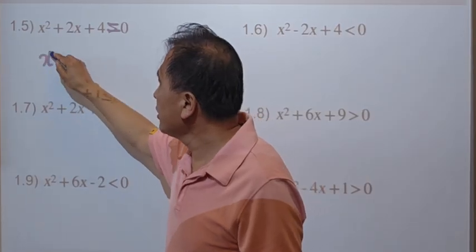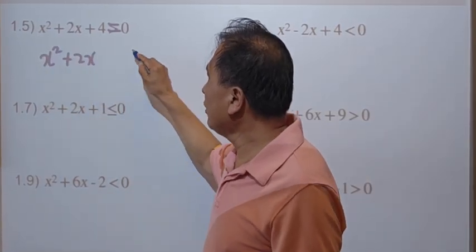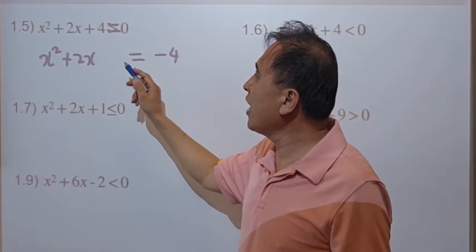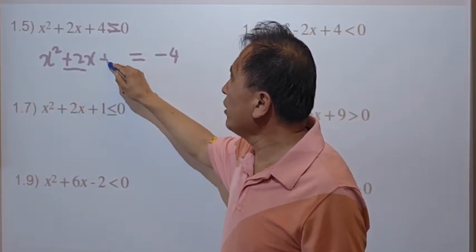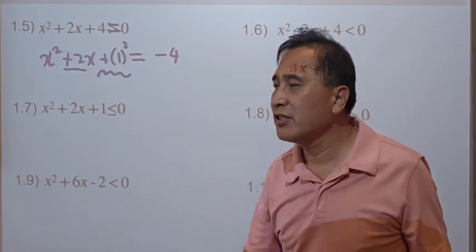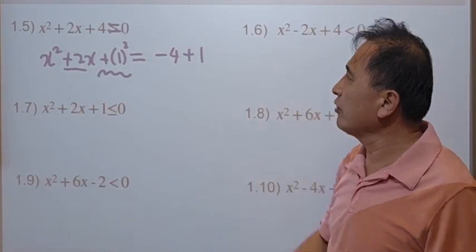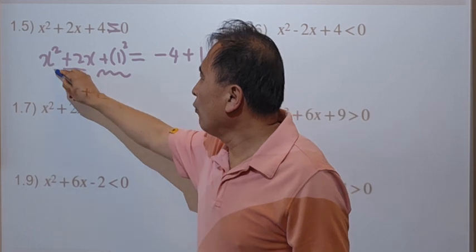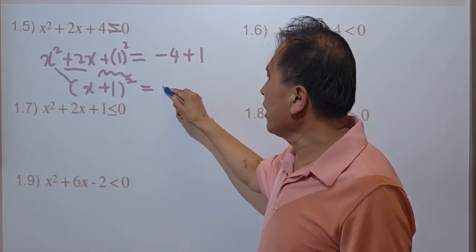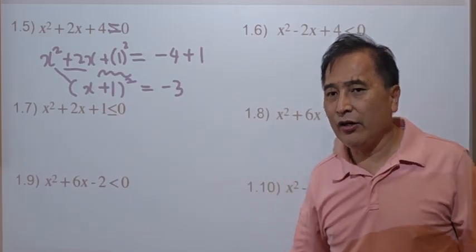So x squared plus 2x, to complete the square, the constant should go to the other side, minus 4, right? Move it to the other side. And half of 2, which is 1, squared, you need to add it. That means you add 1 on the left side, then you need the same thing on the right side too. So this is x plus 1 squared, right? And this is -3.